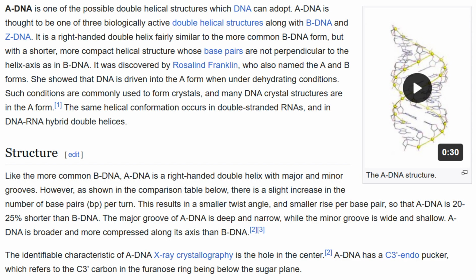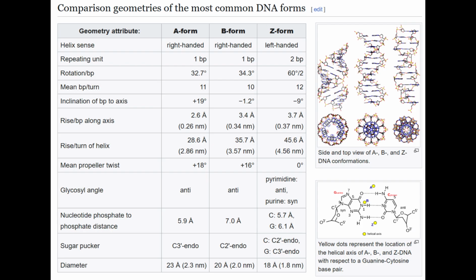The major groove of A-DNA is deep and narrow, while the minor groove is wide and shallow. A-DNA is broader and more compressed along its axis than B-DNA. The identifiable characteristic of A-DNA in X-ray crystallography is the hole in the center. A-DNA has a C3' endo pucker, which refers to the C3' carbon in the furanose ring being below the sugar plane. Comparison geometries of the most common DNA forms.